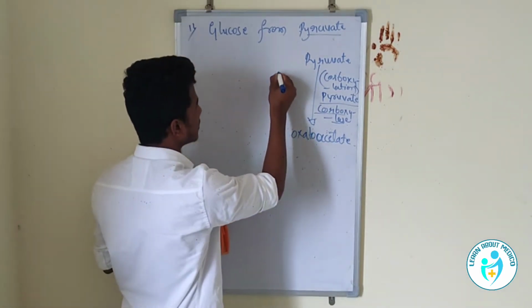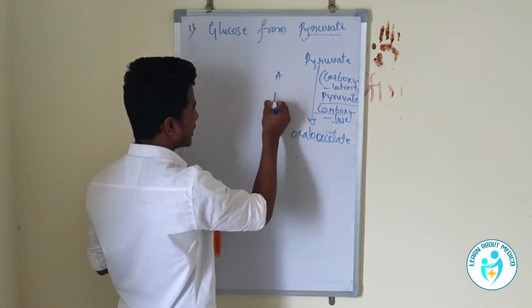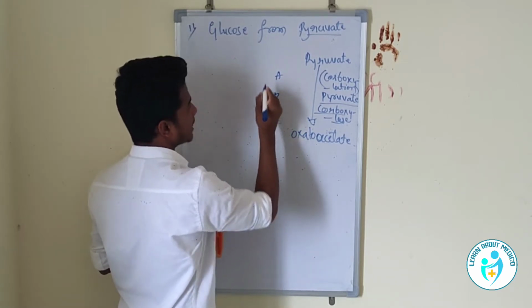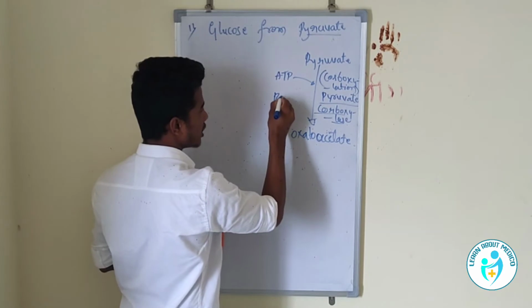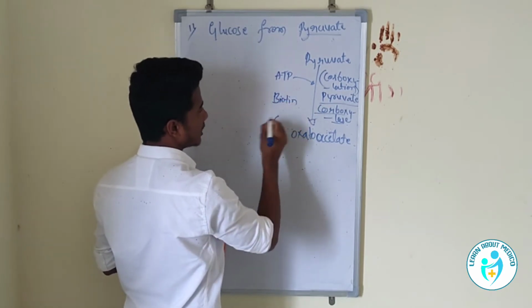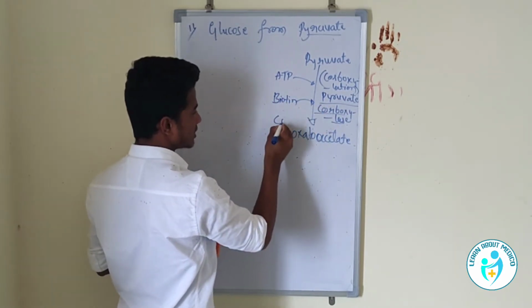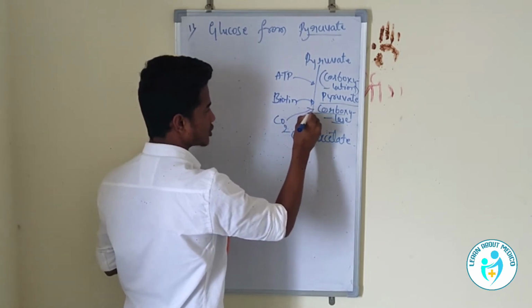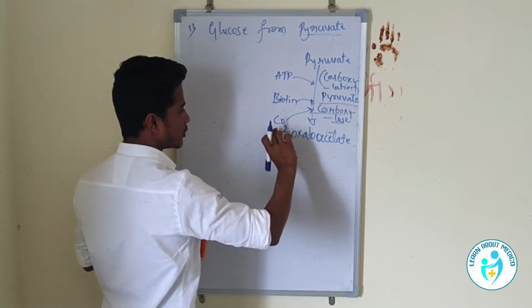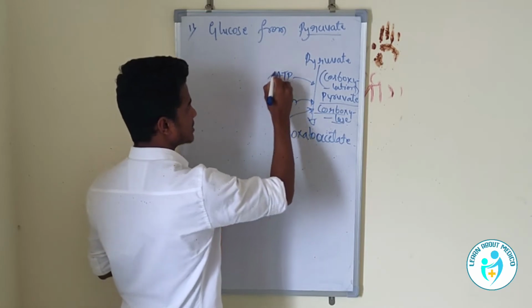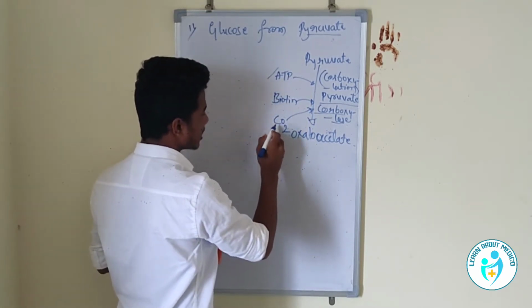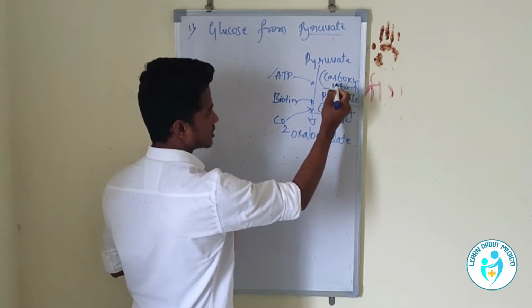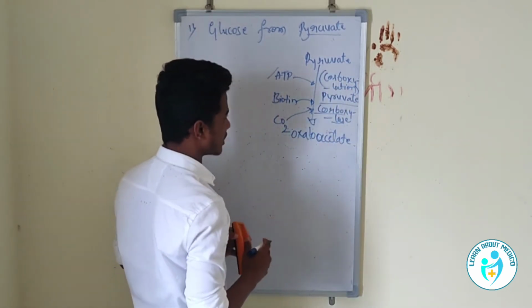Here we have to remember A, B and C. A means we add ATP to this reaction, B means biotin, and C means carbon dioxide. Because this is a carboxylation reaction, we have to add carbon dioxide. ATP is the energy source, biotin acts as a coenzyme here, and carbon dioxide is added to this reaction.